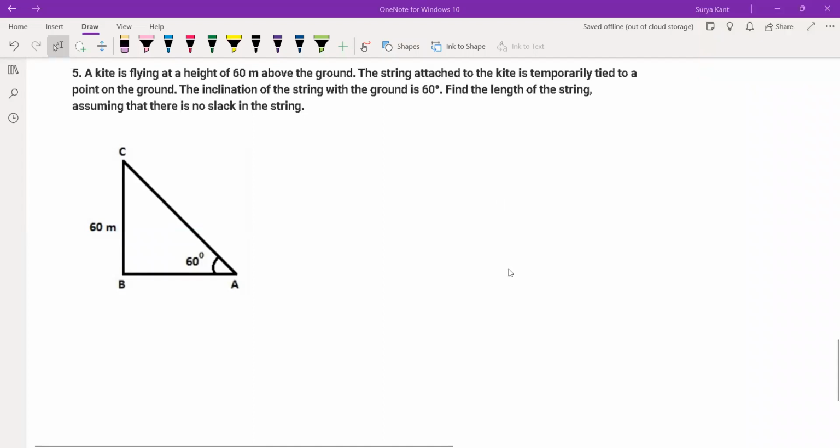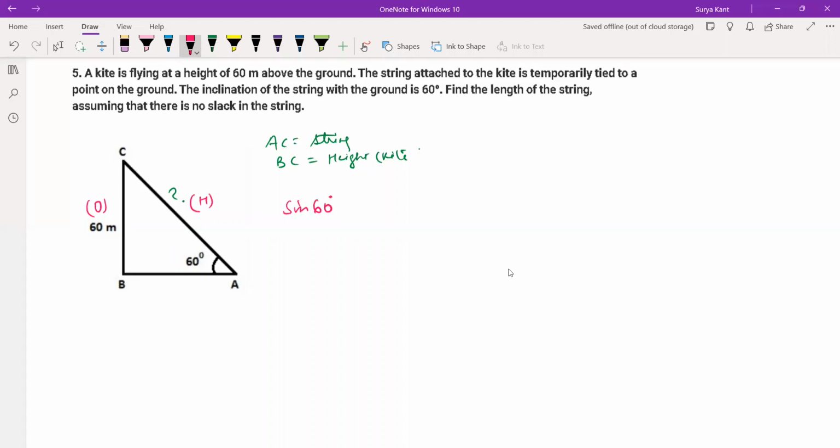So here what we can write is AC is the string over here. And then we have BC, which is the height of the kite. We have to find the length of the string, which means we have to find AC. So in relation, this is opposite and this is hypotenuse. So sine 60 we have to use here.